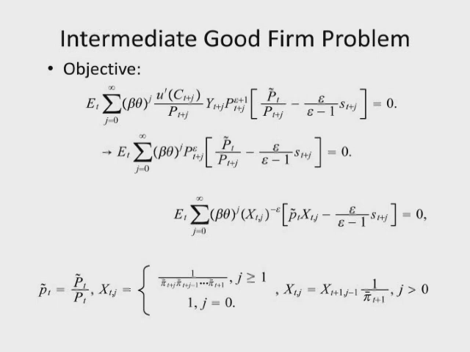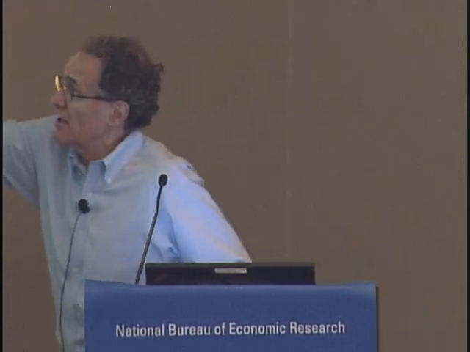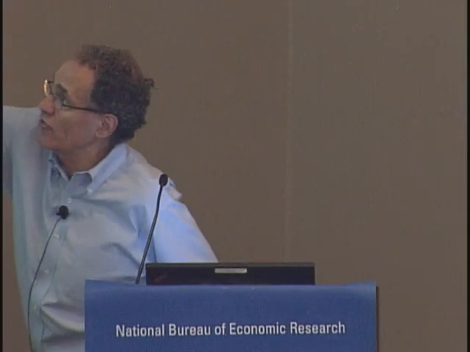Then the next thing is we work with that expression a little more. That's just a copy of the previous one, and you end up with, in the end, this expression here, where I have defined this little p tilde, which is the ratio of the actual price they choose to the aggregate price. So there's a little inflation term that has to show up.